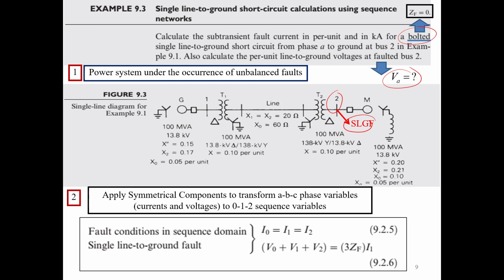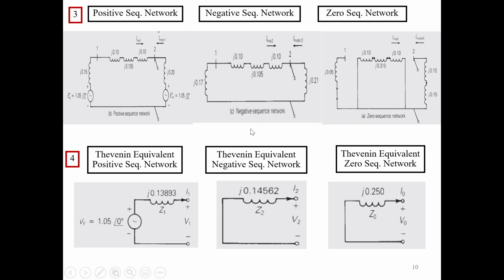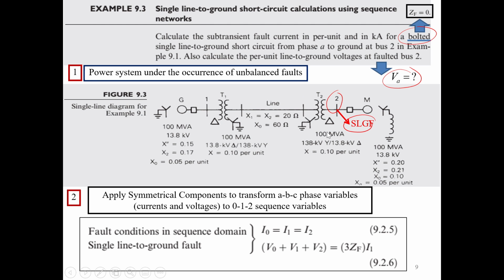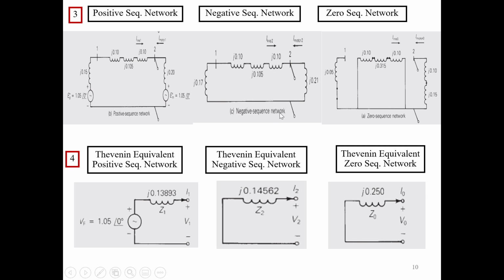We analyze the power system under the occurrence of an unbalanced fault, which is at bus number 2, and then we apply the symmetrical components to the condition. Steps 3 and 4 have been done in the previous example already. But if you see this problem for the first time, you have to determine all these things yourself.